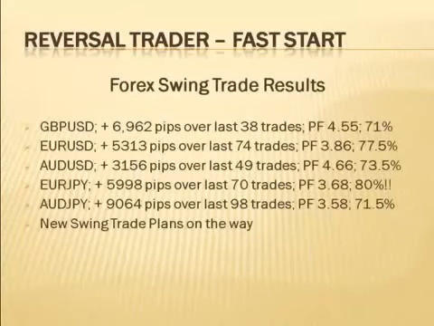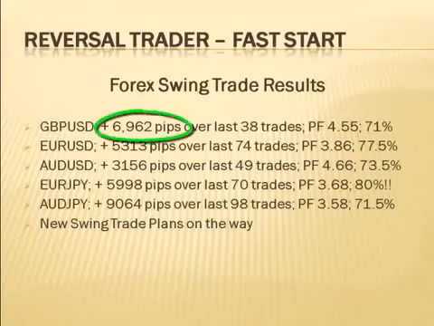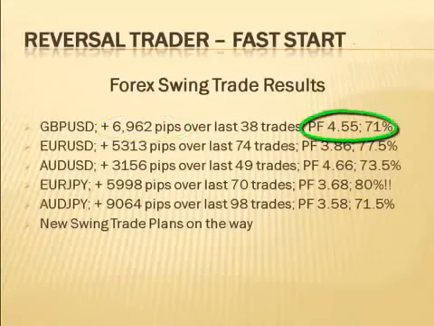The Trend Jumper Reversal Trader is getting some amazing results. Here's a sample of some of the swing trade results we've been getting with our custom trade plans. The pound US over 6,900 pips. Look at the profit factor, 4.55. The profit factor is one of the most important statistics that we need to pay attention to as traders. Anything over 1.5 is excellent. 4.55, well, that's amazing. Winning over 71% of its trades.